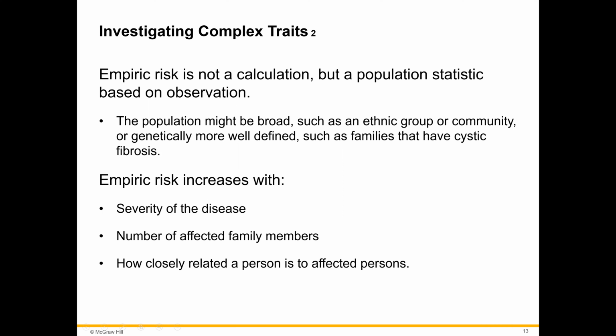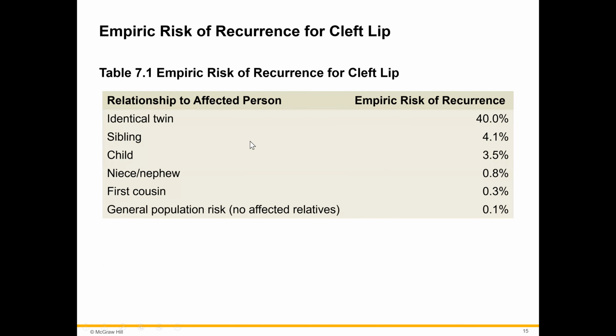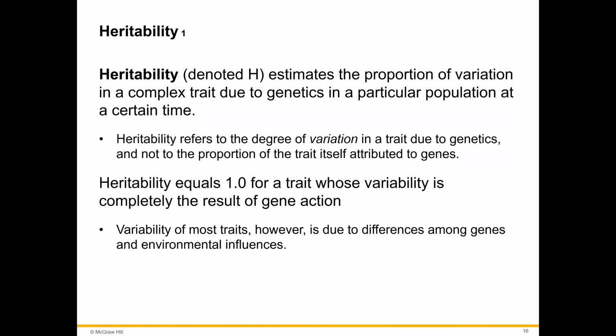It's not a calculation. So when we make observation of a population, and we say that based on observation of identical twins, their reoccurrence of cleft lip equals 40%. Based on observation of siblings, whatever populations they study, right? How big it is, but based on observation in siblings, we can predict that our recurrence or empiric risk of cleft lip will be 4.5%, right?